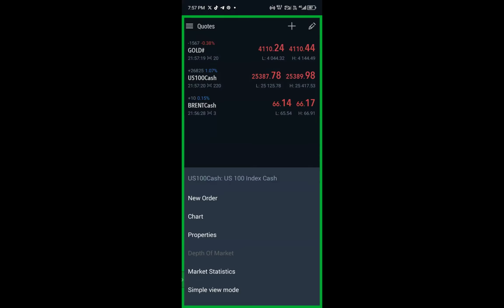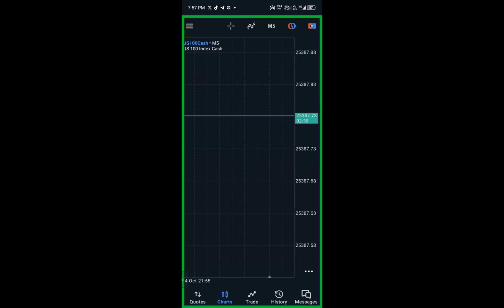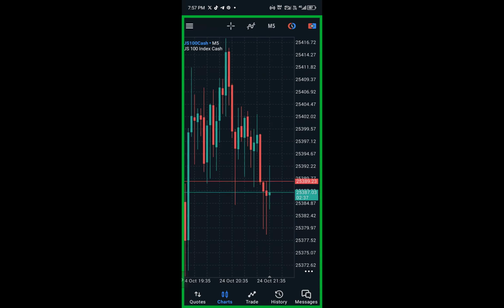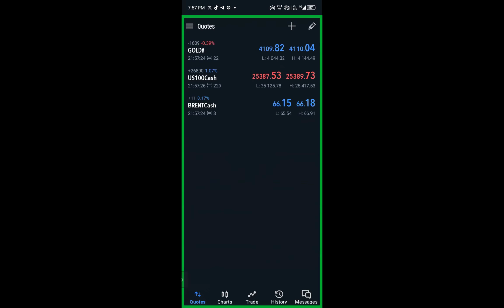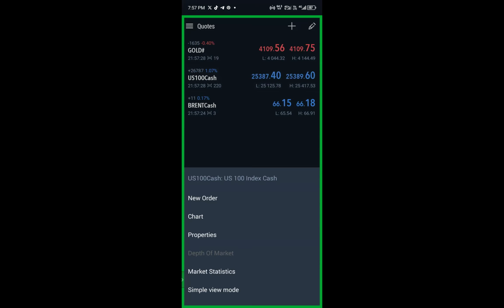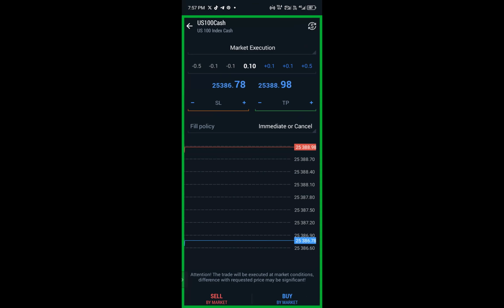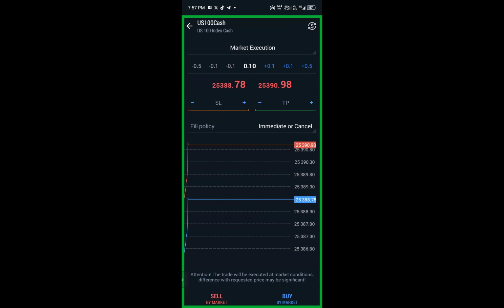Now you see that it brings new order, charts, properties. Instead of clicking on charts, nothing should concern you with the chart right now. Once you click on it, you go to new order. New order means you want to take a new trade. Now you can see for the NAS 100, 0.10 is the same thing as 0.01. With the NAS 100, there is nothing like a 0.01, because the unit and the lot size calculation is different.